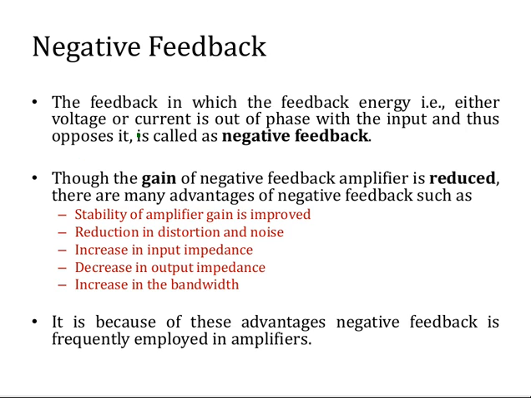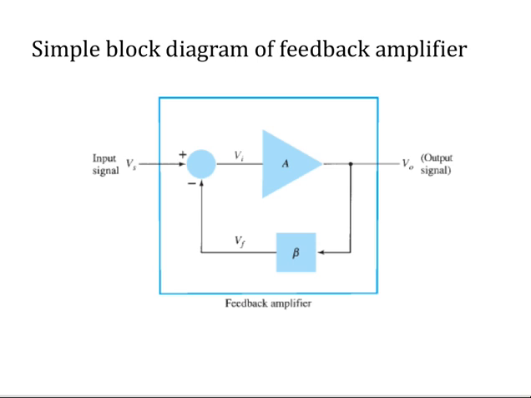Now what about negative feedback? The feedback in which the feedback energy, that is either voltage or current, is out of phase with the input and thus opposes it, is known as negative feedback. Though the gain of the negative feedback amplifier is reduced, there are many advantages of negative feedback. What are they? The stability of the amplifier gain is improved. Reduction is there in distortion and noise. There will be an increase in input impedance and a decrease in output impedance. And it also increases the bandwidth of operation of the amplifier. So because of these advantages, negative feedback is frequently employed in amplifiers.